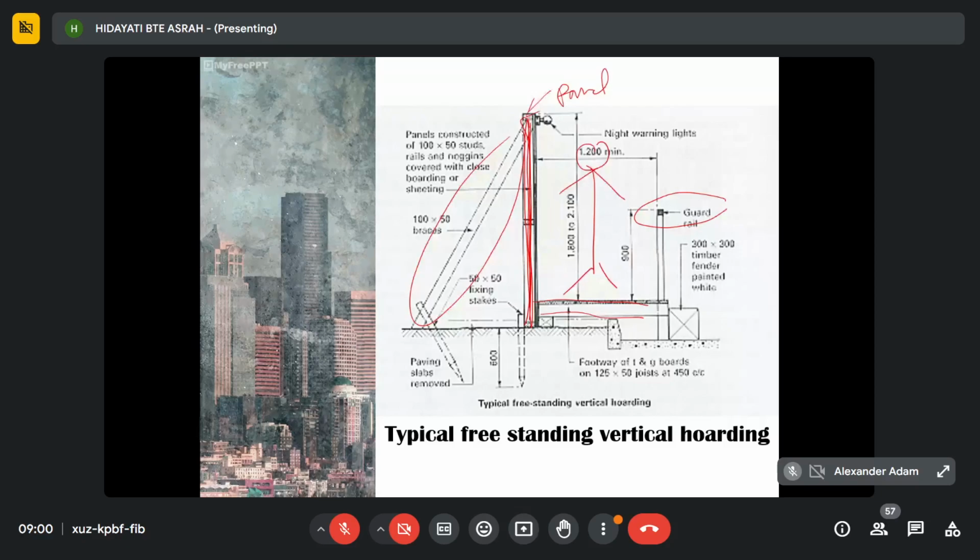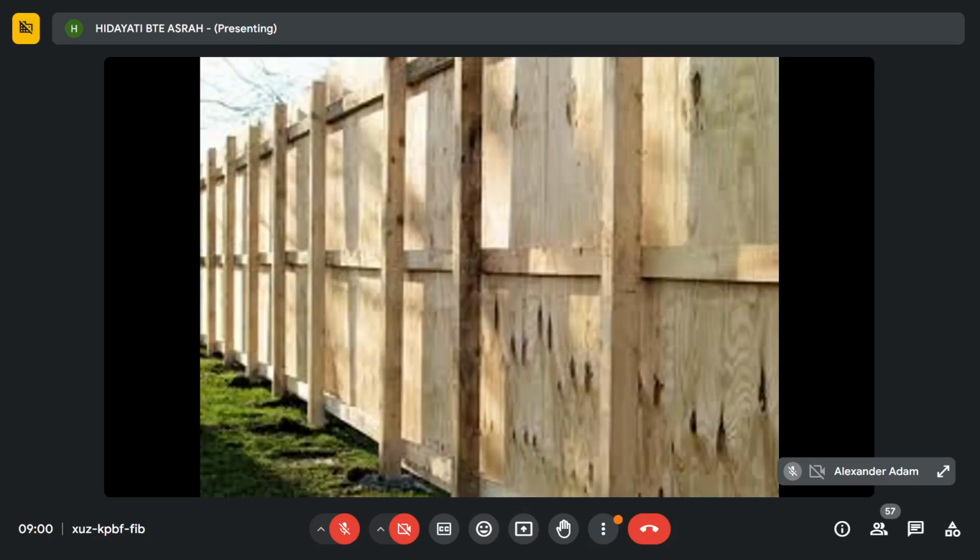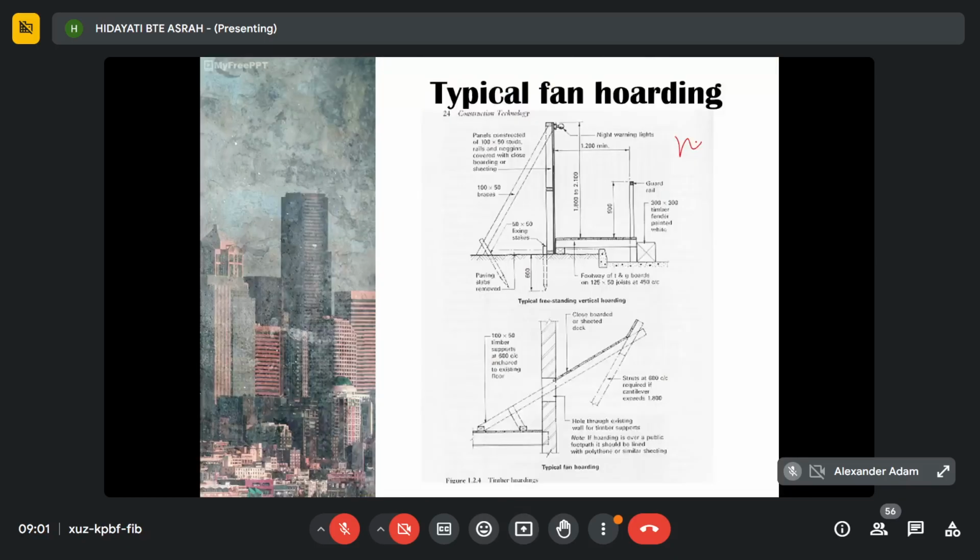Okay, this one is made of timber, plywood timber. This one is steel. And then for fan hoarding, this one is vertical. The first figure is vertical hoarding. This one is fan hoarding. The bottom figure, that one is the fan hoarding.